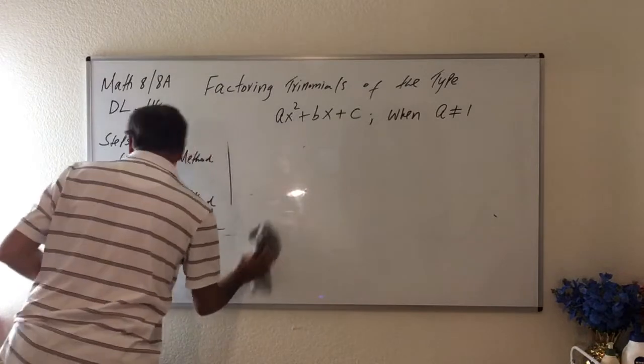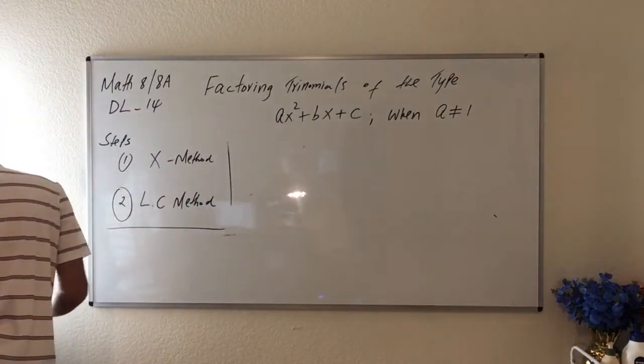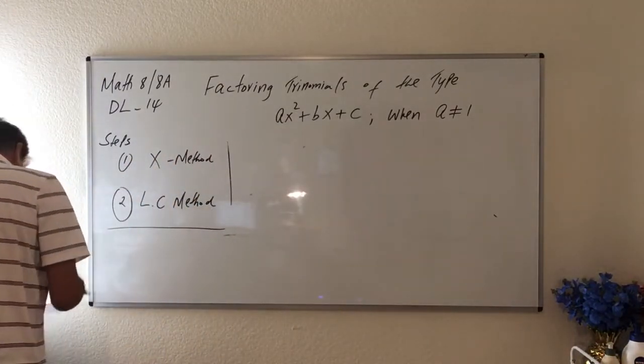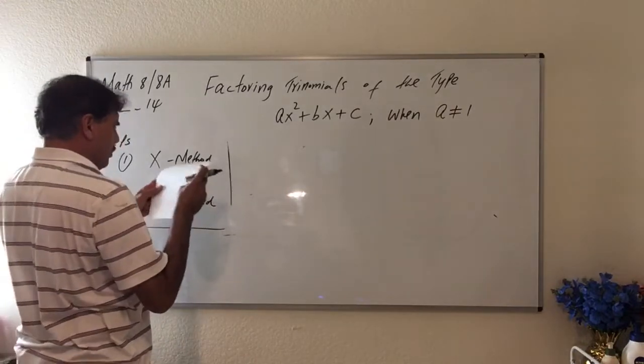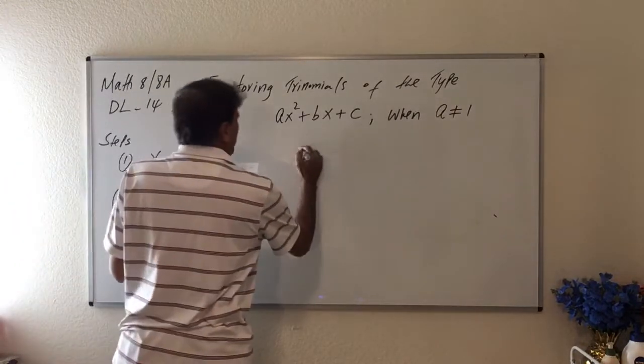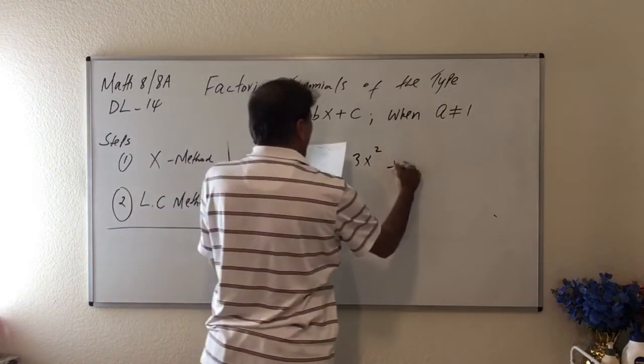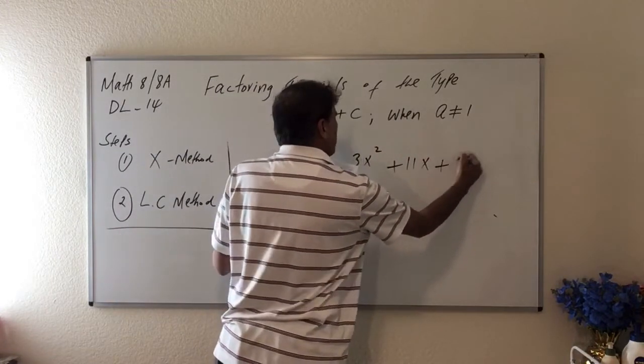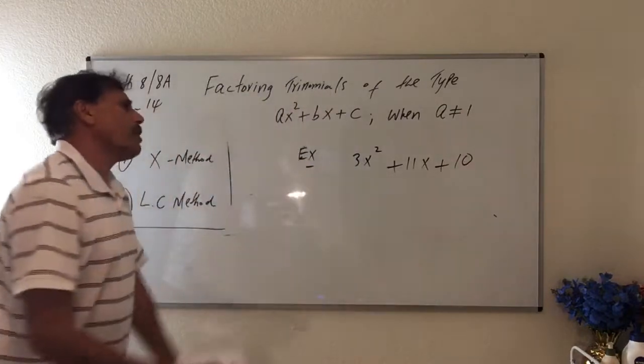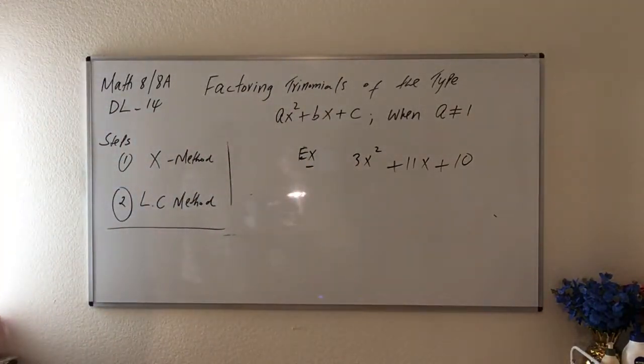Okay, so here is one more. For example, factor 3x squared plus 11x plus 10. Okay, so now you can please pause and try it, and then let's see if you can get it right.